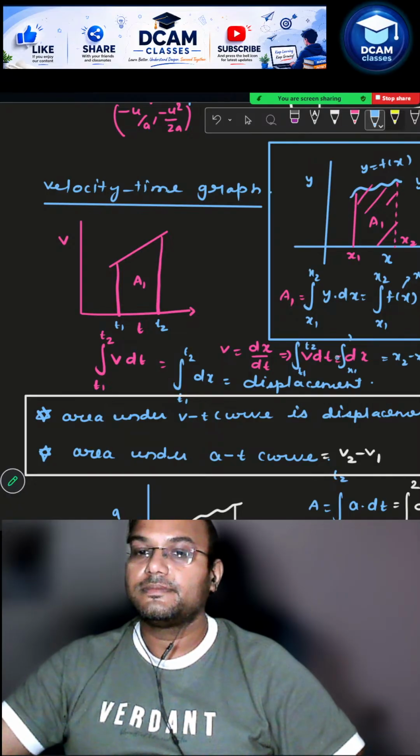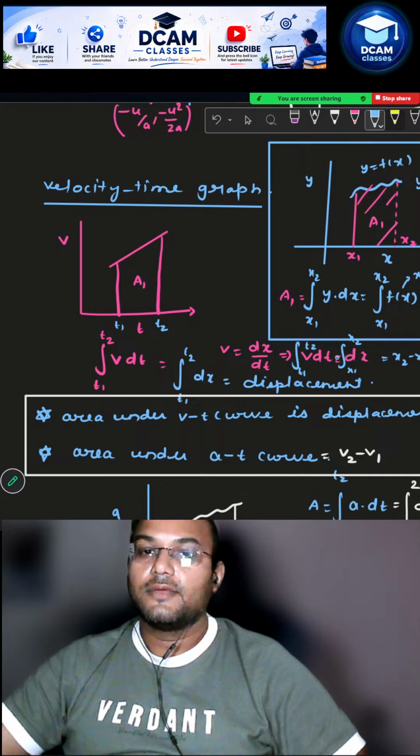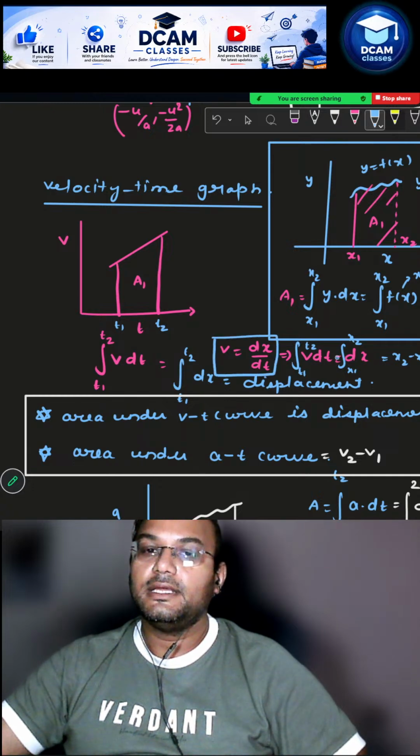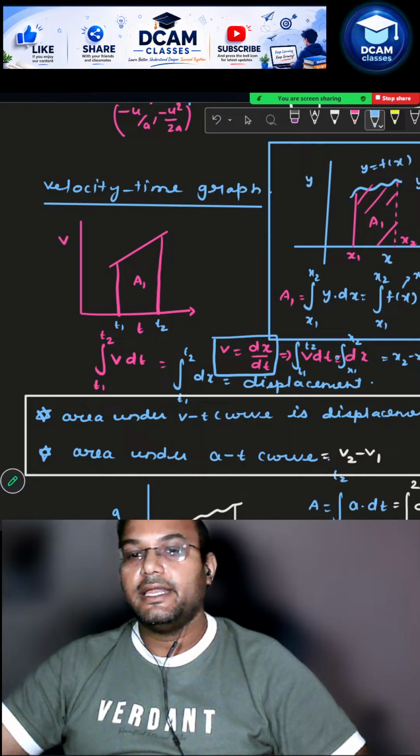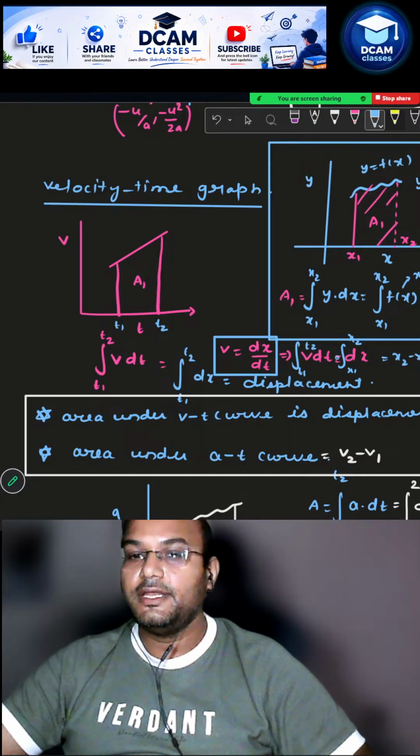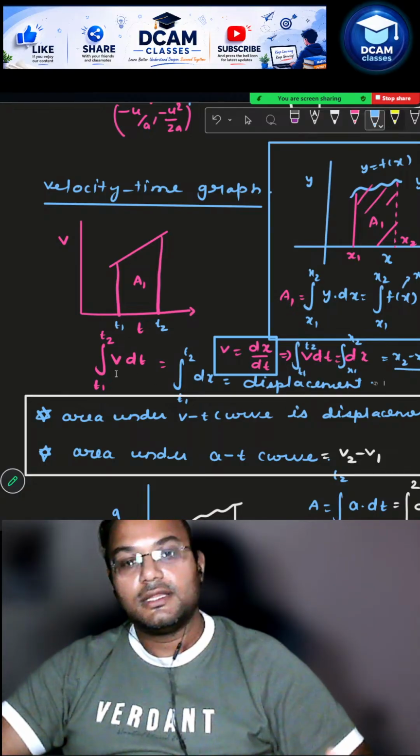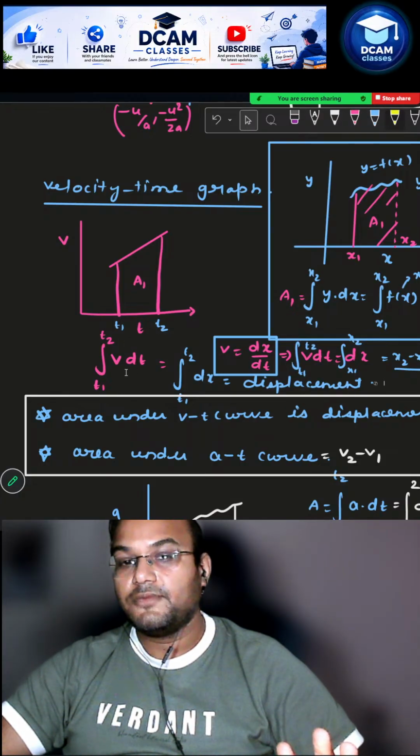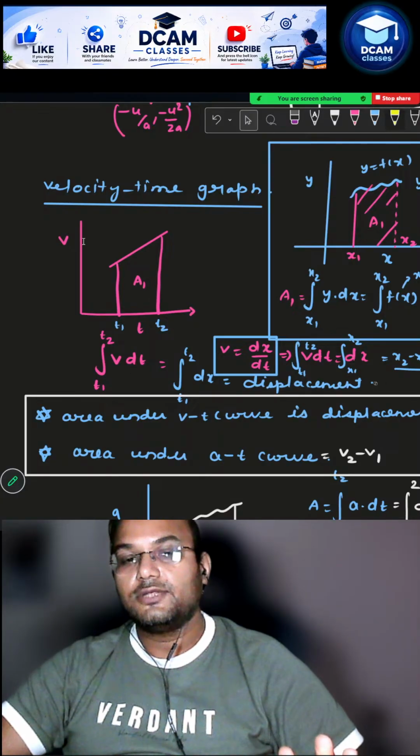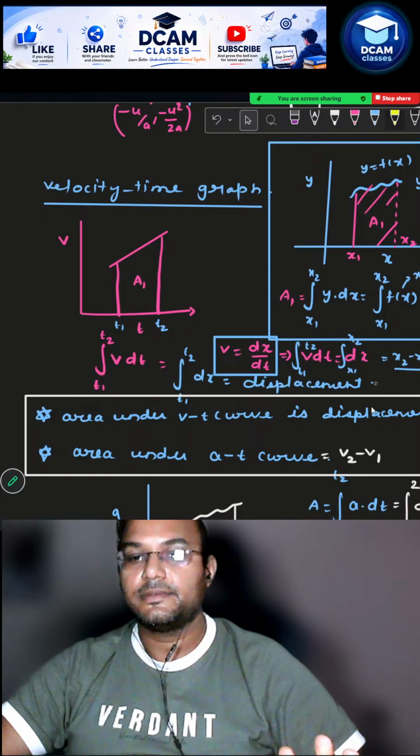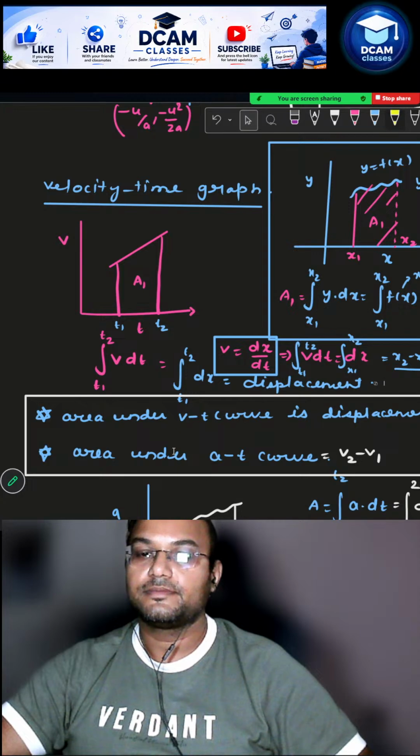Yes? With the definition v equals dx by dt, the integral of v dt will be x2 minus x1, which is the displacement. Correct? Yes, so understood. So the area under the curve, which is the integral of v dt from t1 to t2, is represented as the area under the curve. So we say the area under the v-t curve is actually the displacement. That's why we say like this.